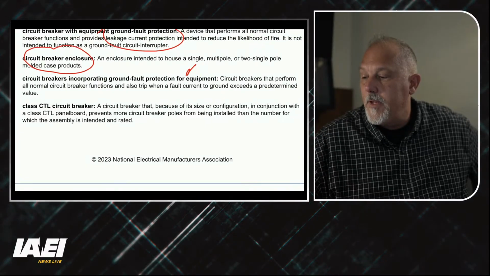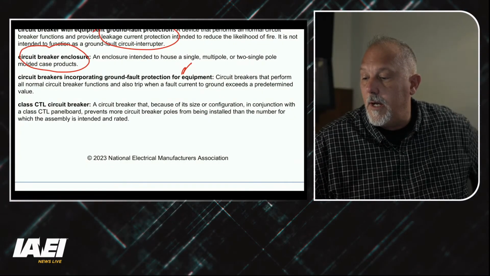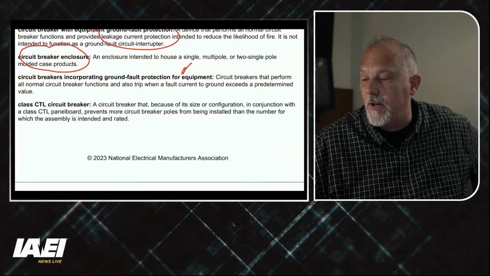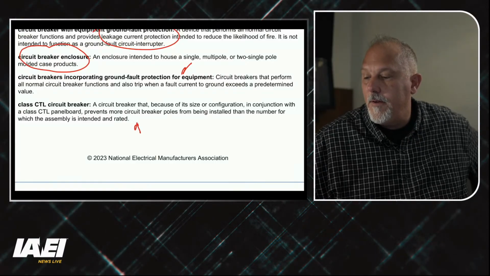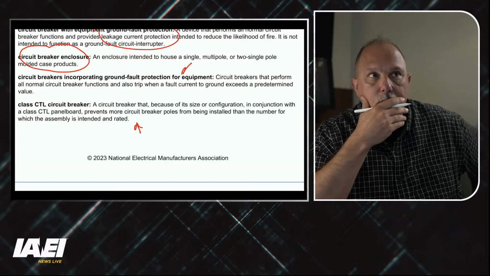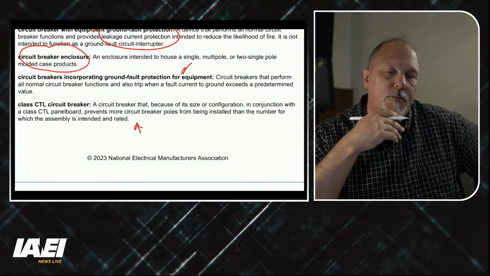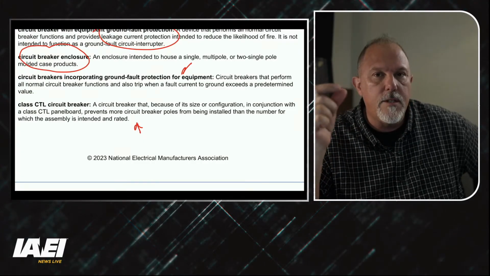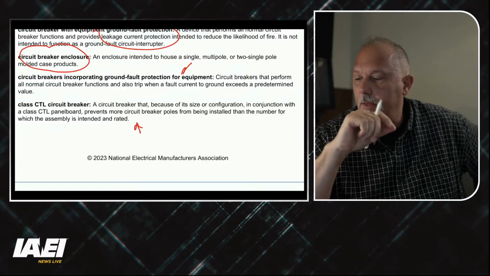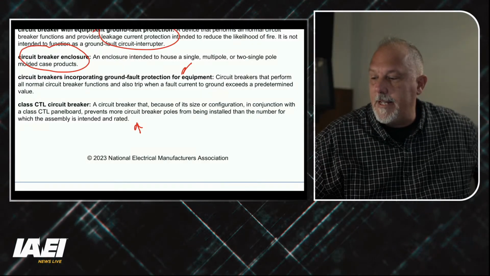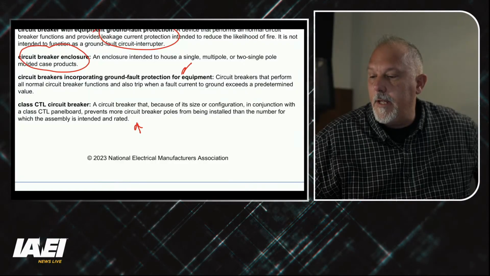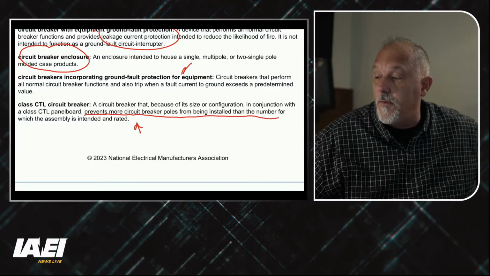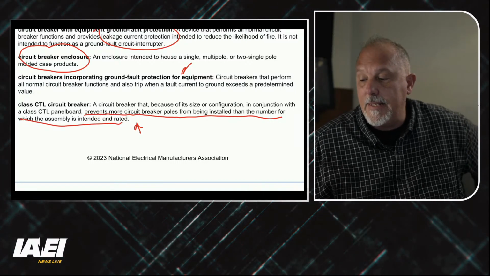CTL is, okay. Prevents more circuit pulls. Okay, so I'm trying to think of how do I say this. So sometimes you might have twin circuit breakers and whatnot. There are types of circuit breakers that basically prevent more circuit breaker poles from being installed than the number for which the assembly is intended and rated.